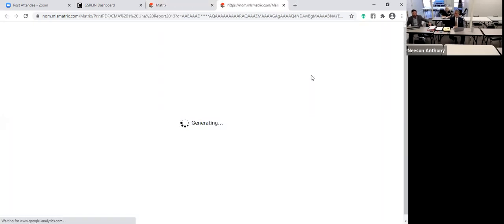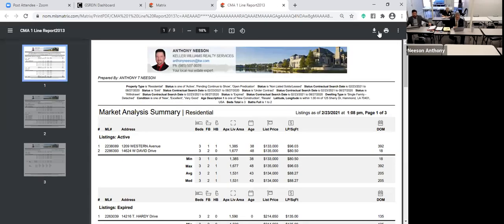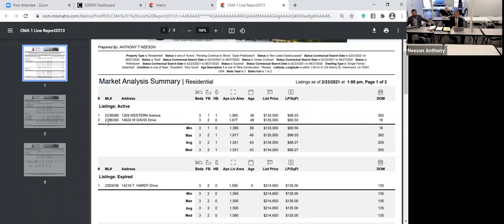And when I do that, it's going to generate this single piece of paper CMA for me. This is the high D personality way of looking at a CMA, right? Very bullet point-esque. So if I look at it, it gives me 2 actives. And now I come over here, it tells me how many beds, how many full baths.